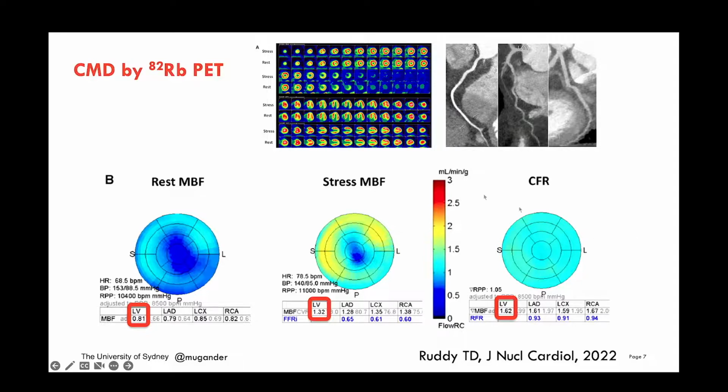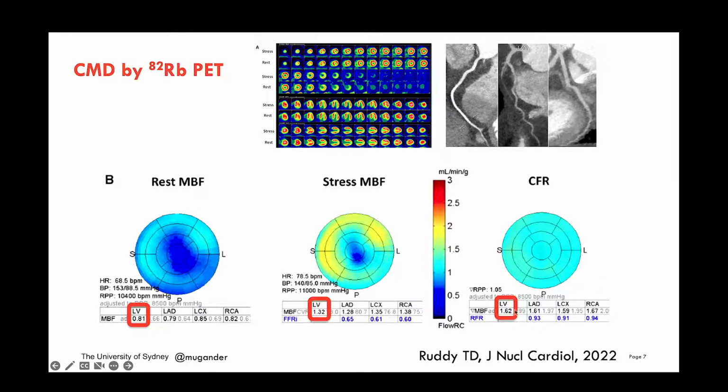On the top here, we see the flow images. We have a CT that shows an absence of any obstructive disease. And at rest, they quantify the myocardial blood flow in the LV at 0.8 mils per minute per gram. At stress, it's 1.3 mils per minute per gram, and that gives you a flow reserve of 1.6, stress divided by rest. And that is the definition of coronary microvascular dysfunction in the PET world, a flow reserve typically with a threshold of less than 2.